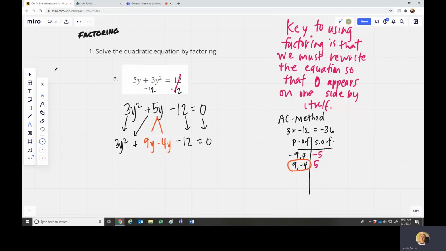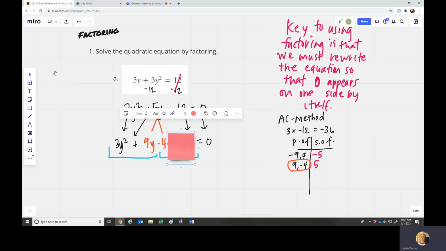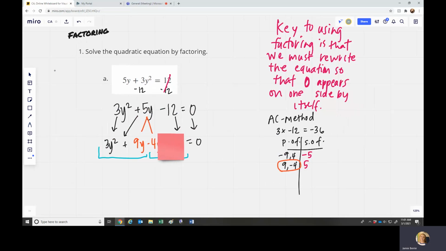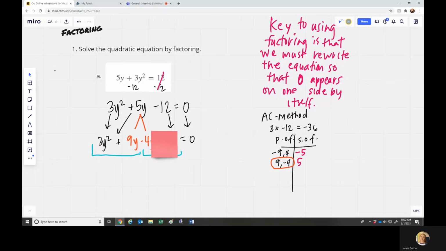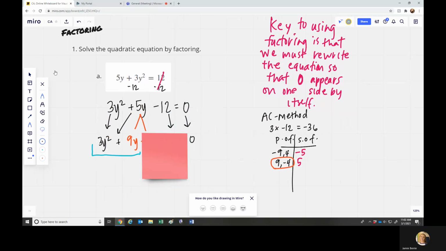All right, now we have 4 terms. That should remind you that we can do factoring by grouping when you have 4 terms. So look at your first 2. For a minute, you just put a sticky note over here, and we're just going to ignore this part of the formula. Okay, so ignore that piece and factor out the common factor out of the first 2.